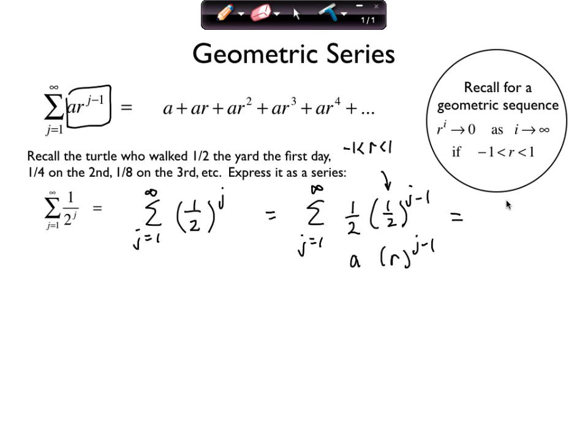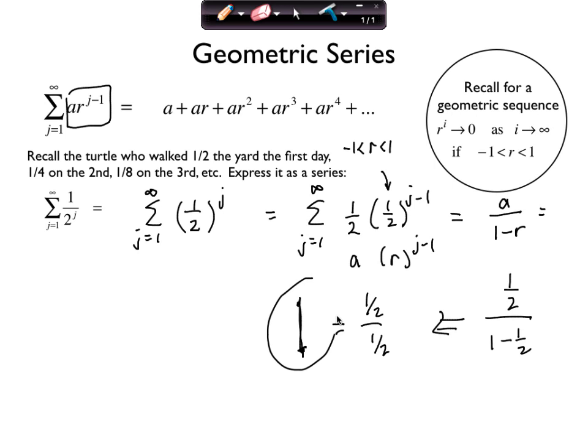But what about the series? a over 1 minus r we just found, which is 1/2 over 1 minus 1/2, which is 1/2 over 1/2, which is 1. Does the turtle make it? Does he make it all the way across the backyard? Yes, he does, if he walks forever. But he's got to walk forever. If he walks forever, if you add up all infinitely many terms of this sum, you get 1. He makes it. As soon as he stops, he doesn't make it.